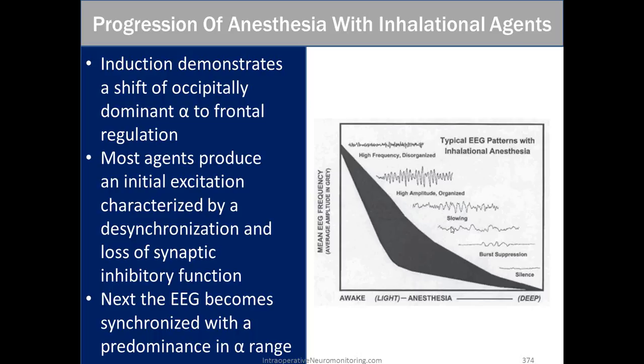If we keep going down, now we have gotten rid of all the fast activity, all the alpha and betas, and we just have delta waves with some theta waves overriding it. We keep progressing down. We come into burst suppression, which is moments of isoelectric, or the EEG looks flat, with intermittent bursts of activity that can have different frequency waveforms in it. And then at the deepest, we have silence or isoelectric EEG.